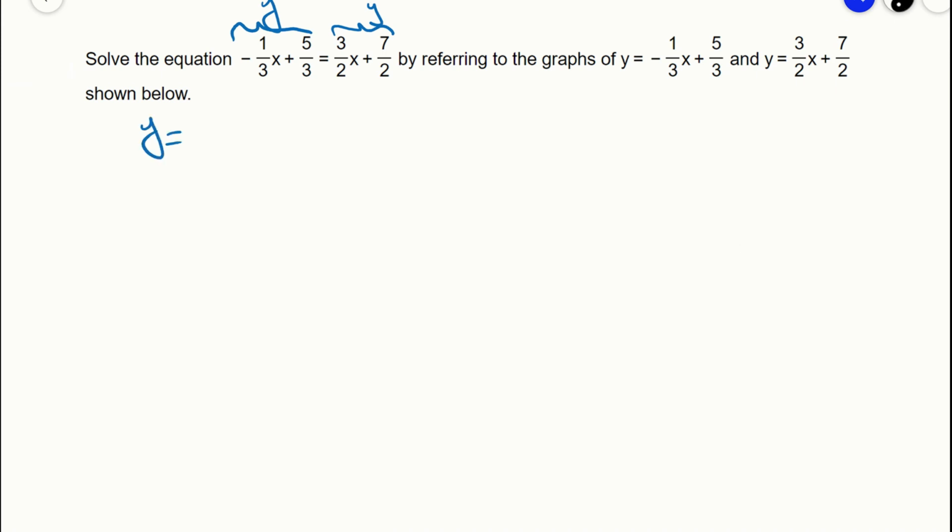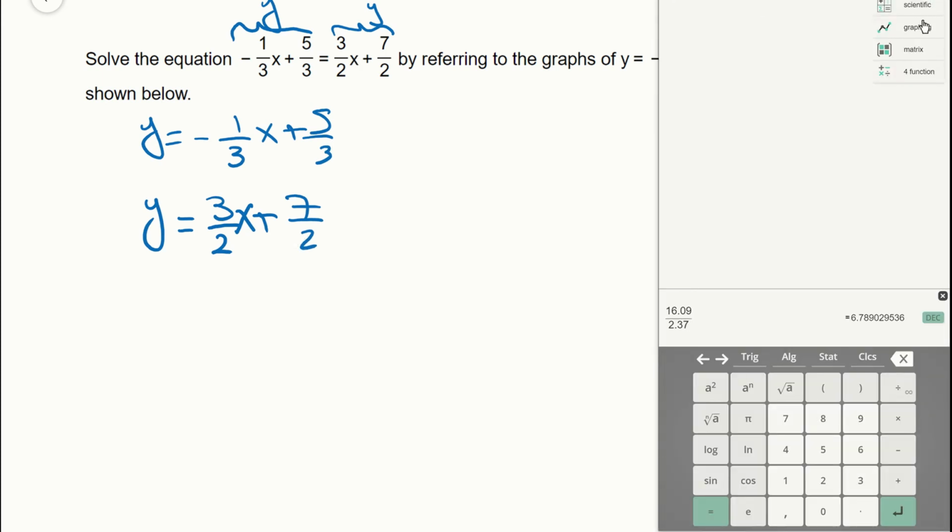We're going to graph two linear equations. y equals negative 1/3 x plus 5/3, and y equals 3/2 x plus 7/2. And then we're going to see where those two lines that represent these equations meet. Okay, I wrote this incorrectly, it's 3/2 x, not 3 over x2. So 3/2 x plus 7/2. So we're going to graph both equations and see where the lines meet. So let me bring back our calculator. This time you want to make sure you're in graphing mode.